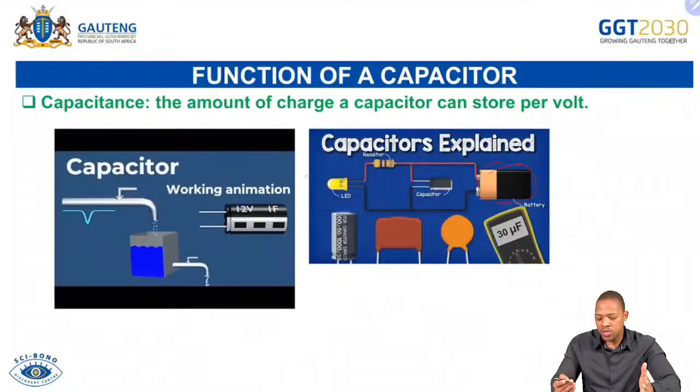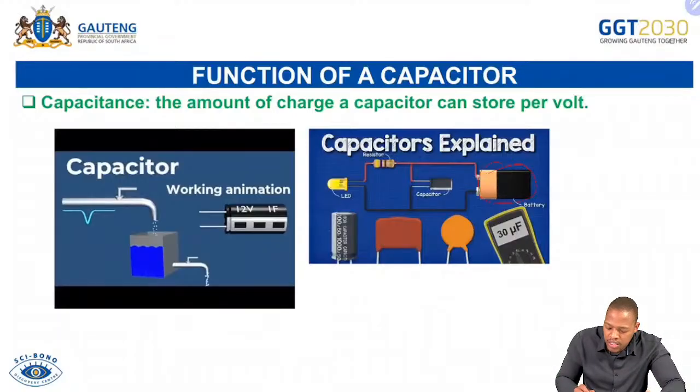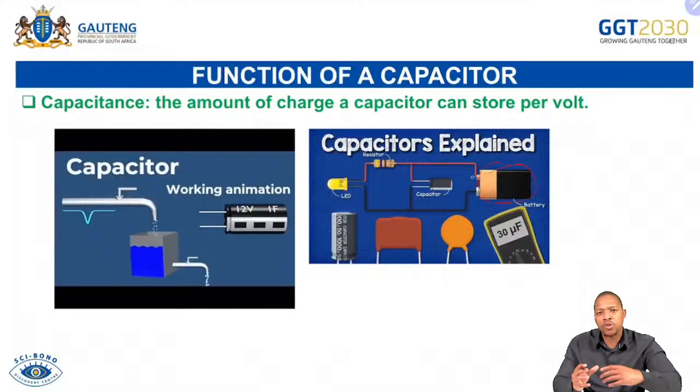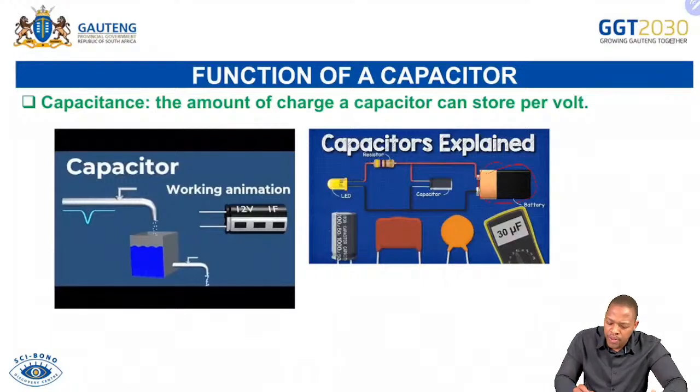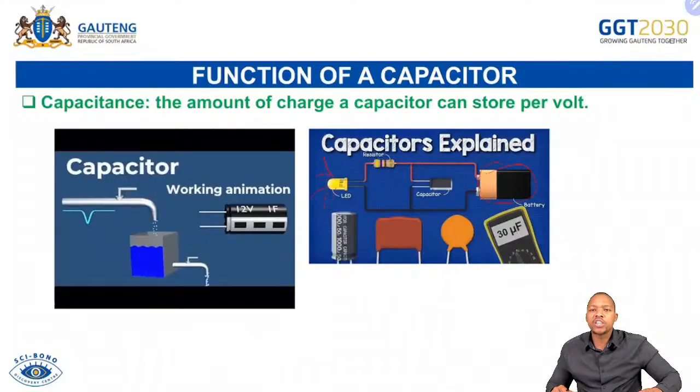Now you think to yourself, okay, I know that the battery is going to be providing the flow of electrons. Because of the potential difference in the battery, electrons flow as they move through, giving us light here in the LED. Why do we need this thing?